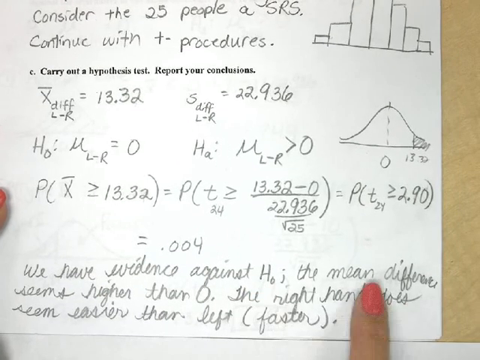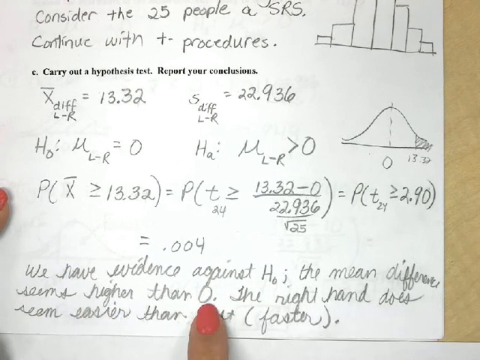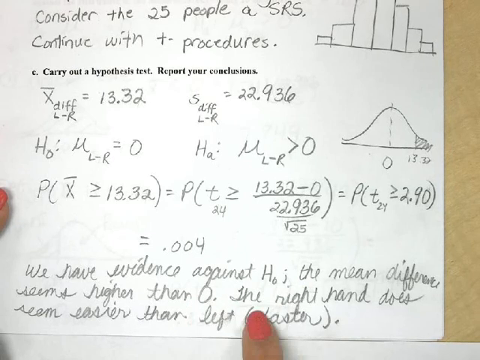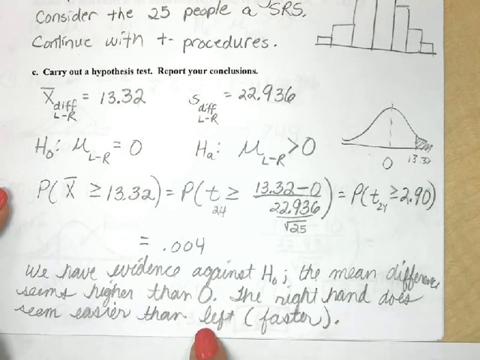We would say that the mean difference seems to be higher than 0. We can't say it's much higher. All we can say is that it's higher, which means that the right hand does seem to be able to turn faster. The right hand in a right hand thread seems to turn faster than having a left hand thread.